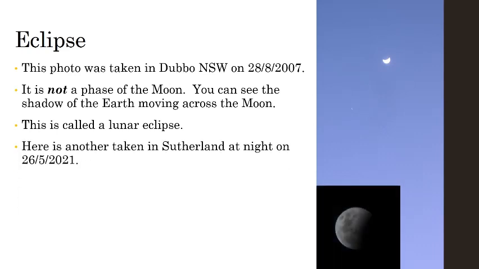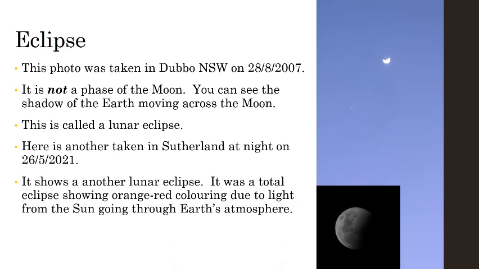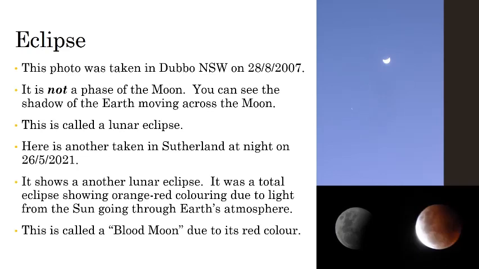Here's another photo taken at Sutherland at night in 2021. Shows another lunar eclipse. It was a total eclipse showing an orange-red colouring due to the light from the sun going through the Earth's atmosphere. It's sometimes called a blood moon due to its red colour.